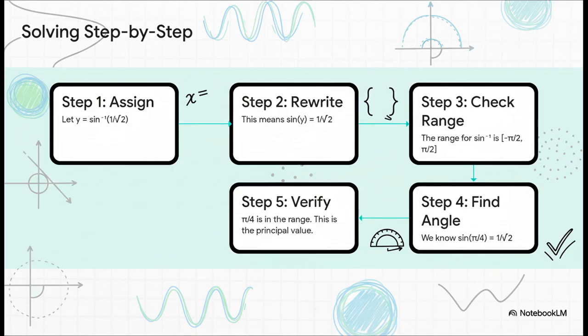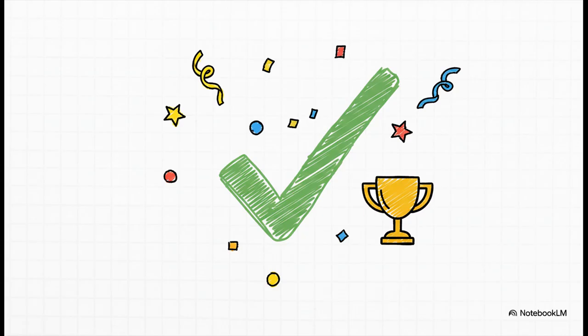We must check our magic table. Is pi by 4 inside the principal range for sine inverse, which is minus pi by 2 to plus pi by 2? Yes, of course it is. So, that's it. That's our final answer. The principal value is pi by 4. See? Wasn't that easy? It's really ekdam simple. The only thing you have to do is check the range from the table.